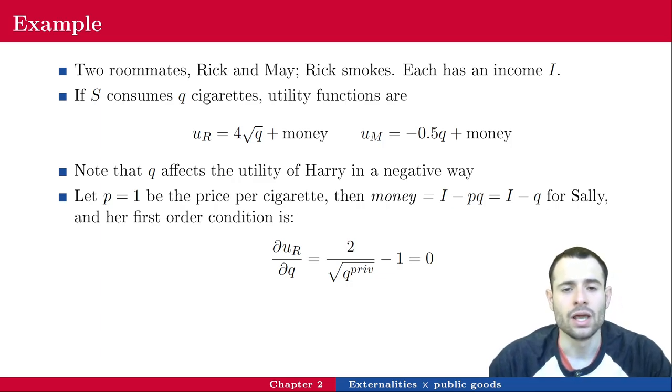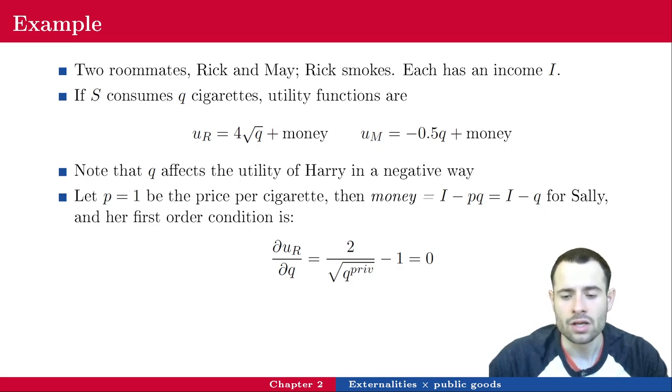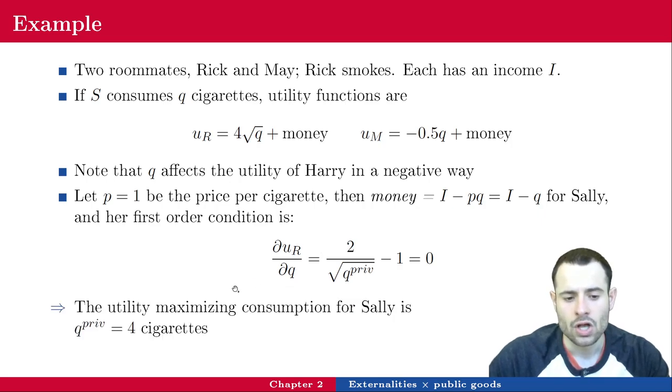If Rick is just looking for cigarettes on its own and doesn't take into account the impact of smoking on May, then he's going to take his first order condition. And you end up with the utility maximizing consumption for Rick is going to be 4 cigarettes. This is what satisfies this first order condition.